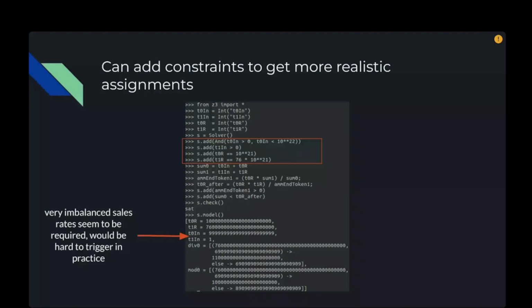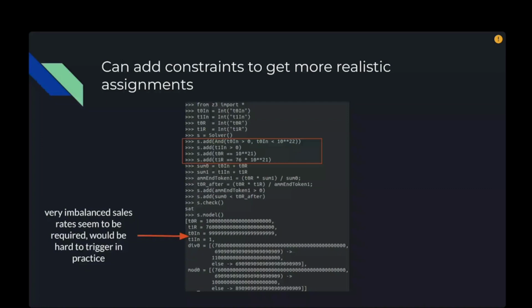So I did that here. You can see in the box, I added some constraints to make the token reserves be orders of magnitude that we would maybe expect in a DeFi world. And I also tried to constrain the token 0 input to try to get something that would be a realistic exploit, or something that maybe a hacker can achieve.